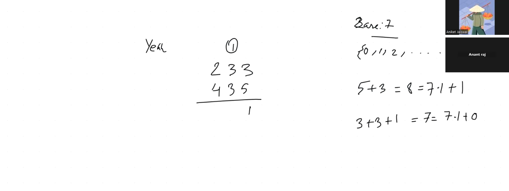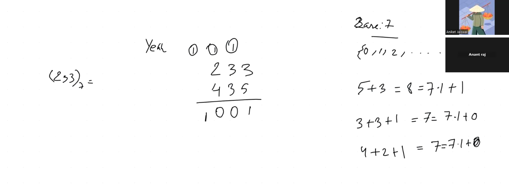Now, what is 4 plus 2 plus 1? 4 plus 2 is 6, plus 1 is again 7, which is 7 into 1 plus 0, right? So we write 0 and carry 1. So it's 1001. Let's verify this also. What is 233 base 7? It's 3 plus 3 into 7 plus 2 into 49, right? So what is this?